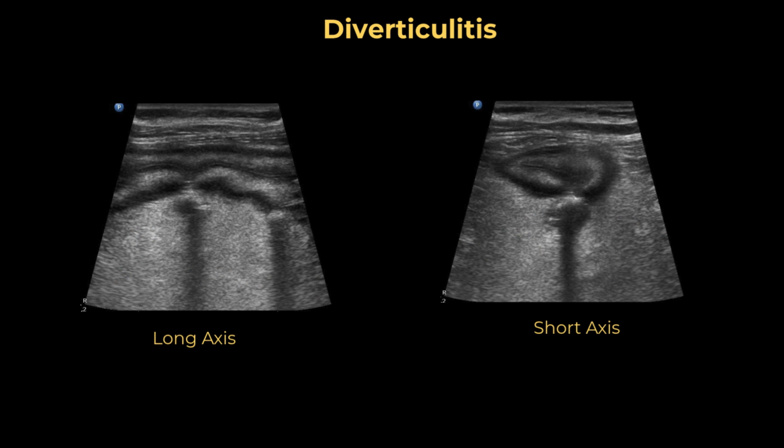Fluid around the lesion is common. It may be simple fluid or a complex collection. A complex collection suggests abscess formation after perforation. Lymph nodes are often enlarged. These are reactive nodes seen near the inflamed segment of bowel.